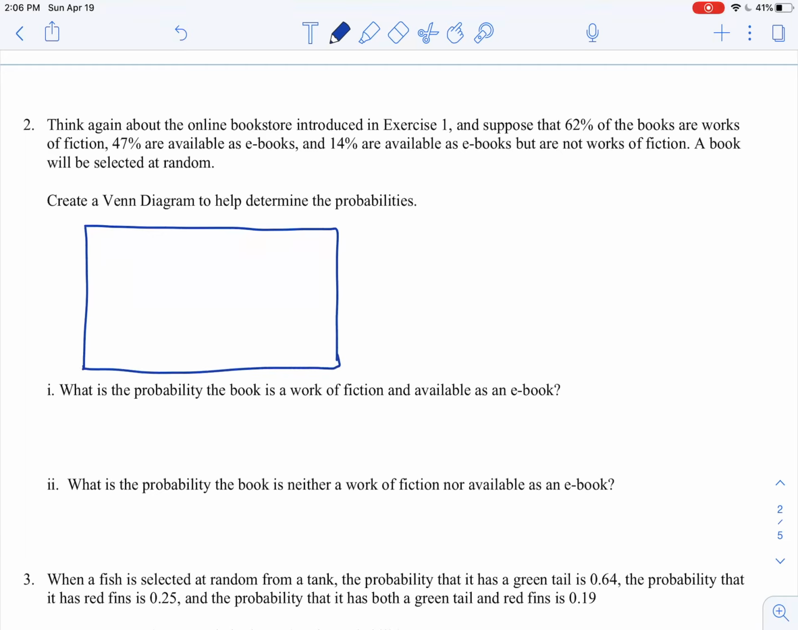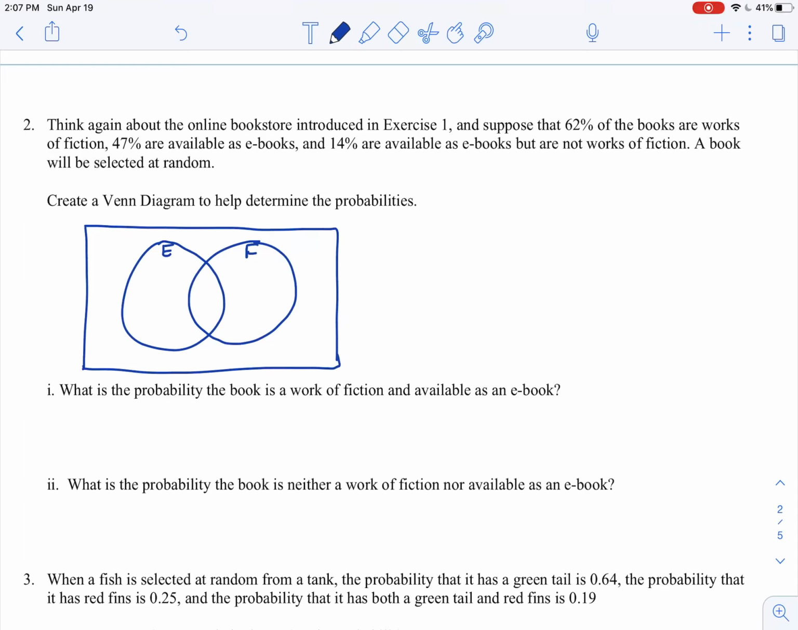I'm going to say the majority of the things we're going to work with are not going to be disjoint. So when you set up your Venn diagram, you want to make a circle, and you want to have another circle where they're overlapping. One of these circles represents ebooks, one of these circles represents fiction. That middle space is the overlapping E and F together, and everything around the circles is not E and not F.